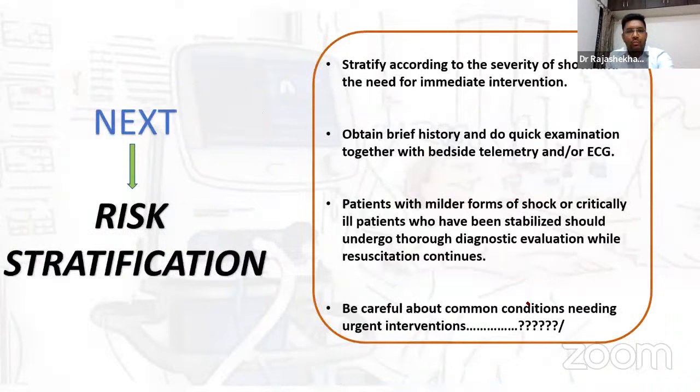The next thing is risk stratification. If you have stabilized the airway, breathing and circulation, and you have got the vascular access, now stratify this patient according to the severity of the shock. You should know when to identify the shock, and sometimes the obvious history is available in front of you. He bled in front of you or on the road. It is obvious.